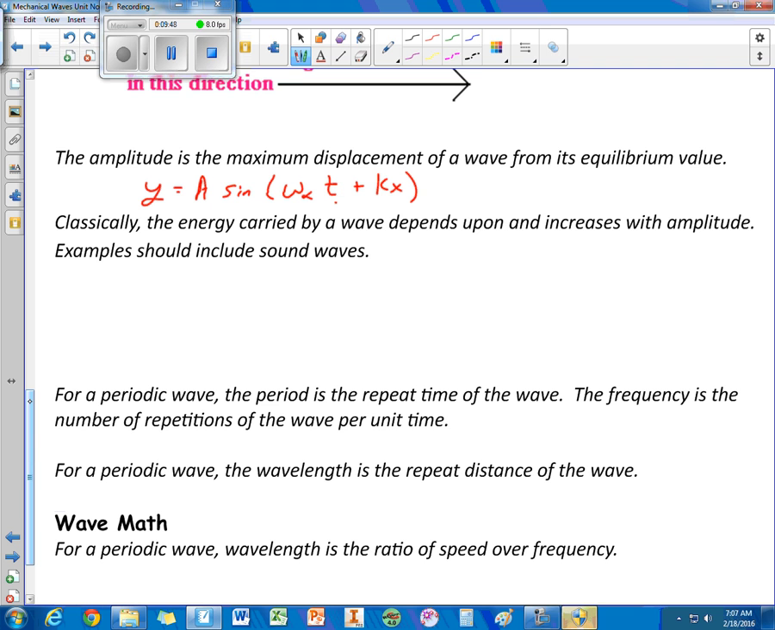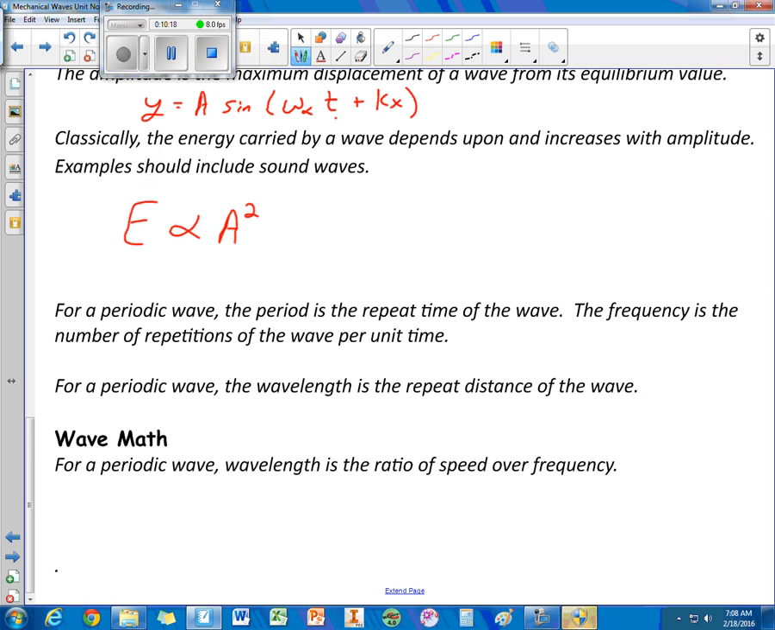Classically, the energy carried by a wave depends upon and increases with amplitude. So, as it turns out, the energy that a wave carries is proportional to its amplitude squared. So, in other words, if I triple the amplitude, the wave should carry 9 times more energy. Or, if I wish to have a wave carrying, I don't know, 25 times more energy, the amplitude needs to be 5 times larger.